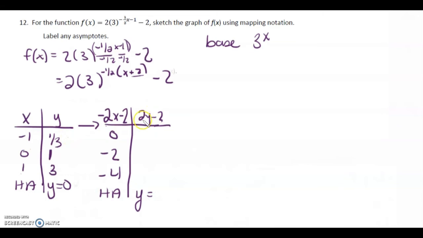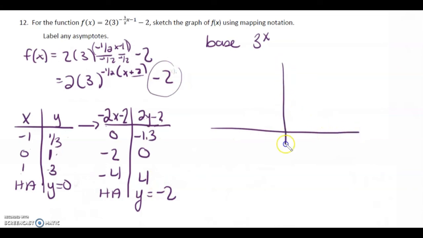Okay, 2 over 3 minus 2. I think it's -1 1/3. 2 over 3 minus 2. Yeah, -4 over 3. Let's just put that as a decimal, -1.3. Okay, this is 2 minus 2, which is 0, and then 6 minus 2, which is 4. Okay, our horizontal asymptote is this number right here, which is -2.